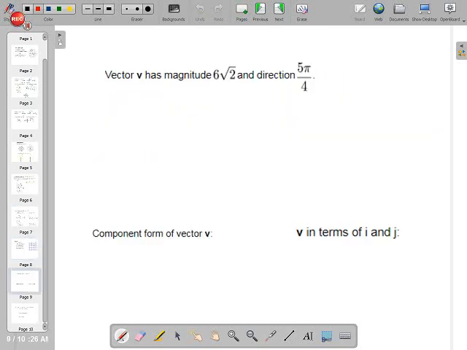Vector v has a magnitude of 6 radical 2 and a direction of 5 pi over 4. So 5 pi over 4, where's 5 pi over 4? 5 pi over 4 is in the third quadrant, and I always think of this as a 45-degree reference angle. This is 45 degrees. And the magnitude is 6 radical 2, so that's 6 radical 2.